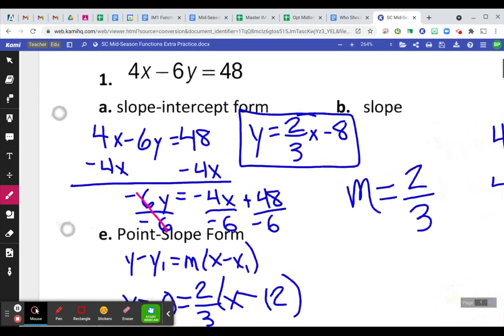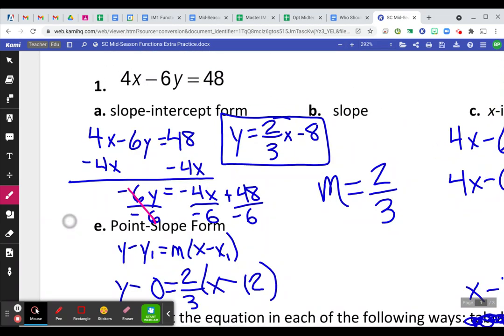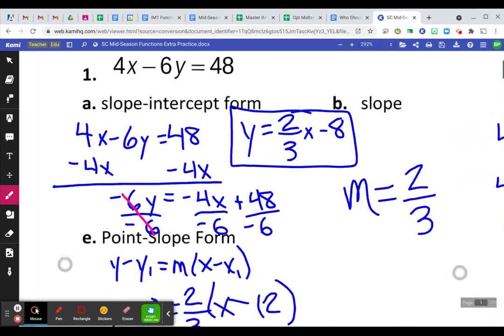So let's see. What I did here first is I subtracted 4x from both sides because we want y by itself on the left, right? Because y equals mx plus b. So basically, we're solving for y. Subtract 4x from both sides. That gave me negative 6y is equal to negative 4x plus 48.